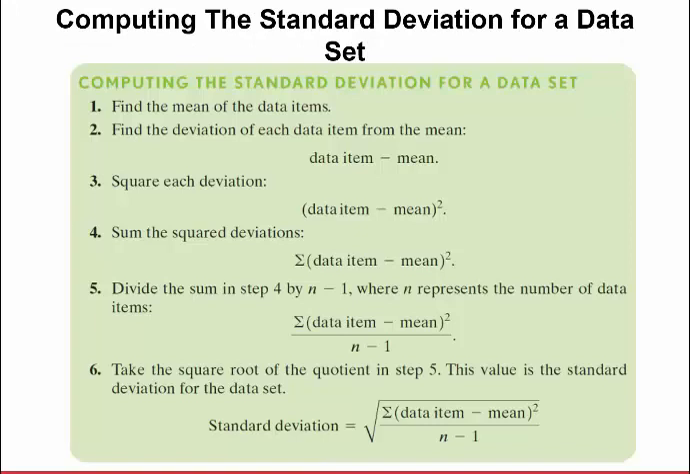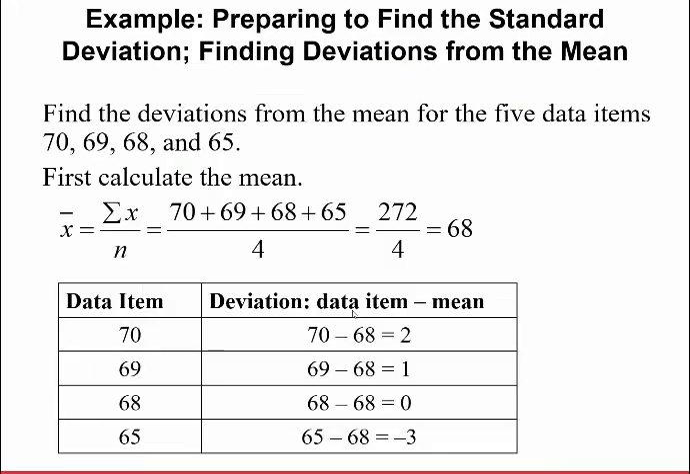Now let's talk about computing the standard deviation for a data set. This is the formula here, so let me walk you through how we get it. First, you find the mean of the data items, the average. Then you find the deviation of each item from the mean, subtracting the mean from the data values. The next thing we're going to do, I know this seems weird, is square each deviation. The reason we square is that if you look at the numbers 2, 1, 0, and minus 3 and add them up, they sum to 0. 2 plus 1 is 3, plus 0 is 3, minus 3 is 0. So that's not really useful, the number 0.